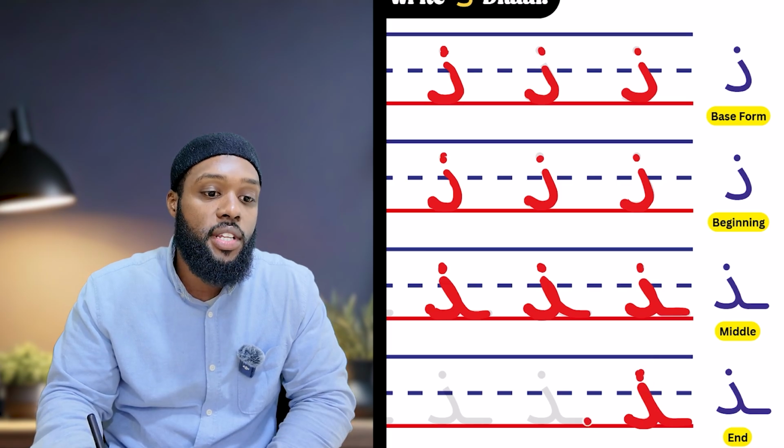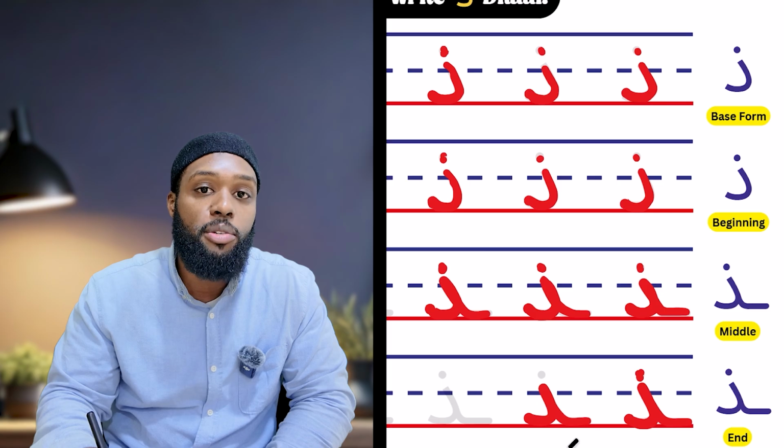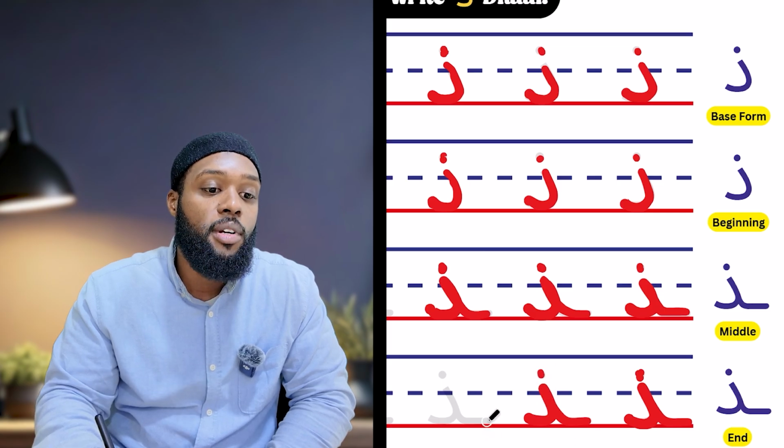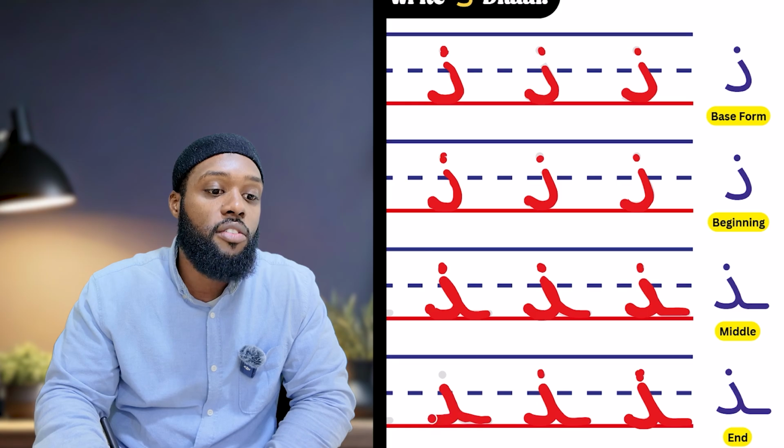So again, we start with this tail from the right side, from the letter before it, straight up, and back down into this curved boomerang type shape. Don't forget to place this dot above. And one more time, we draw this tail from the right side, from the letter before it, straight up, back down into this curved boomerang type shape. And then again, don't forget to put that dot above.